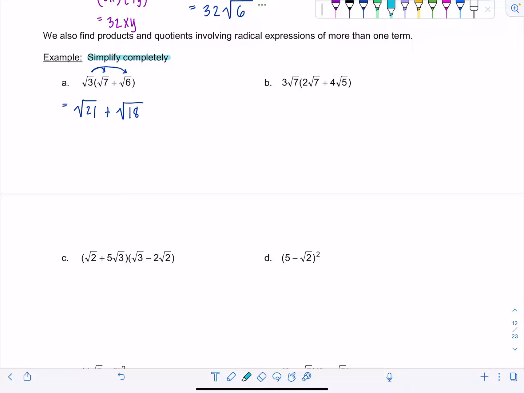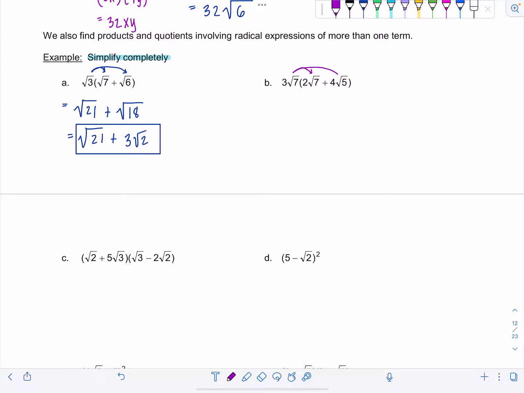So rad 21, do any perfect squares go into 21? No, there's 4, 16, those don't go into it. Oh, 9, what about 9? But no. And then 25 is bigger than 21, so that's simplified. 18 though, 18 is 9 times 2, so this is 3 rad 2. And then those are not like radicals, so I'm done at this point, okay? Very good. Let's move to the next example.